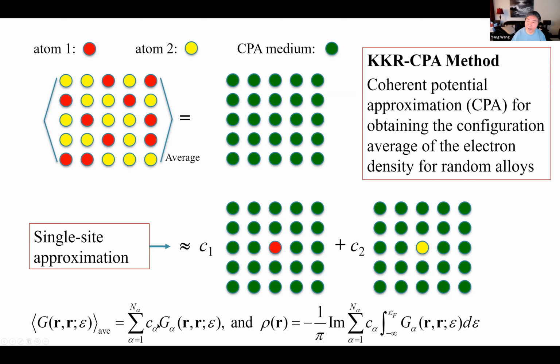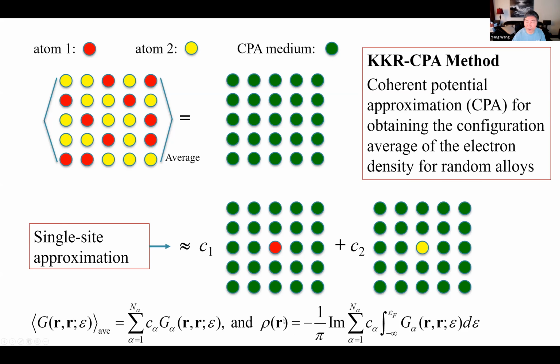So C alpha is the content of the given species. So you do this average. In principle, that's supposed to give you the Green's function for this crystal, and we take the average. So this is the idea we want to get. Our goal is to find this effective medium. Okay. So once we have the Green's function, we take the average.